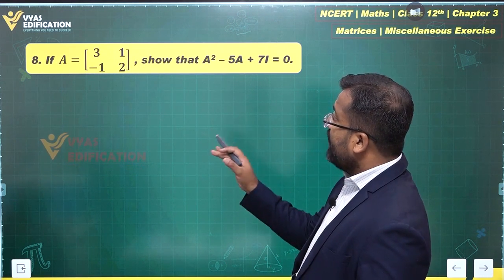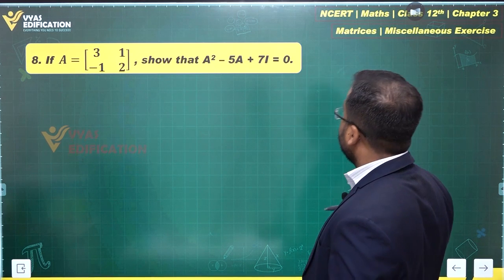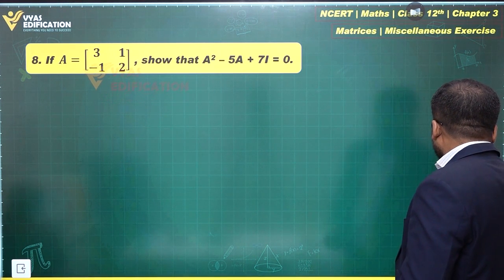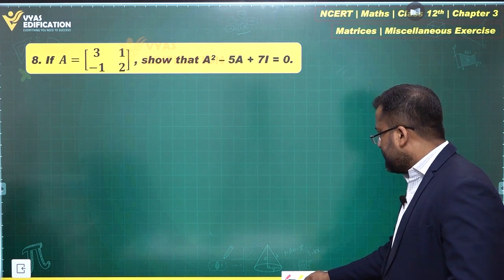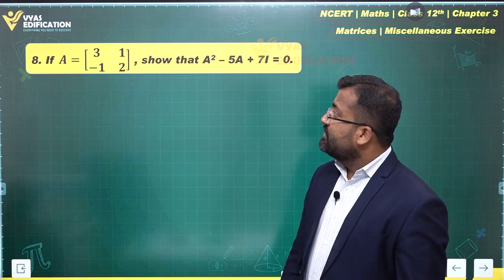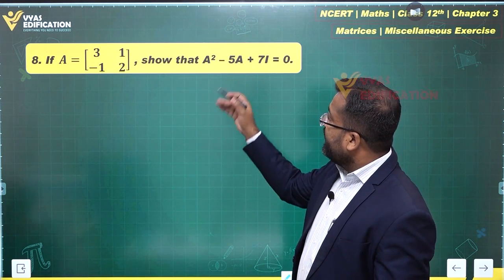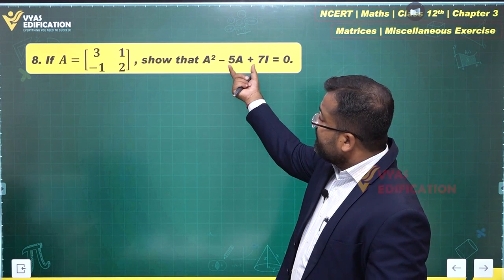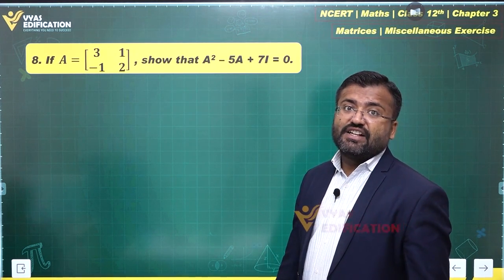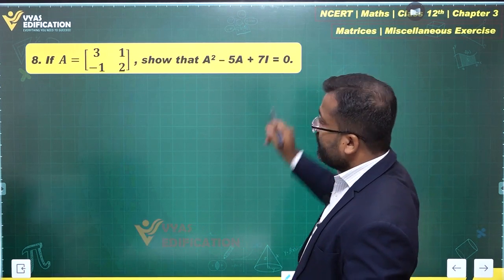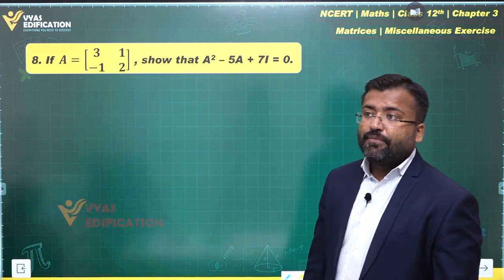If A is [3, 1; minus 1, 2], show that A squared minus 5A plus 7I is equal to 0. Okay. How do we go about solving this? It seems simple only. What we have to do is find A squared. We are already given A and we all know I, and we can calculate the value of this left hand side and observe what it will be equal to. Will it be equal to 0 or something else, right?